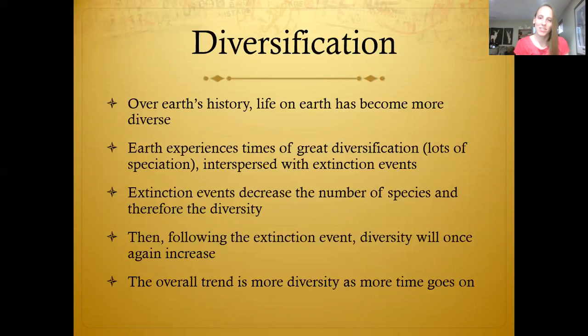Next up, we're briefly going to touch on diversification. So over Earth's history, life on Earth has become more diverse. So we've had more different species. Earth experiences times of great diversification where there's lots and lots of speciation happening. And then every now and then there will be an extinction event, which will decrease the number of species, decrease Earth's diversity. But then following that event, diversity will start to increase again. The overall trend is an increase in diversity over time.